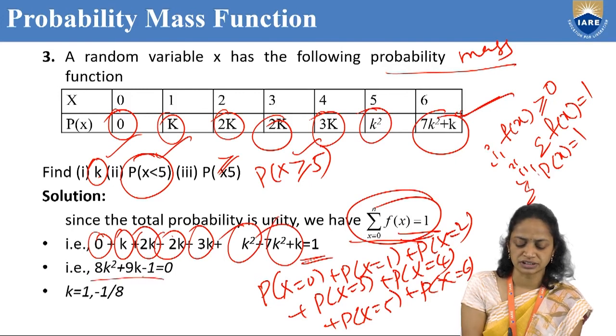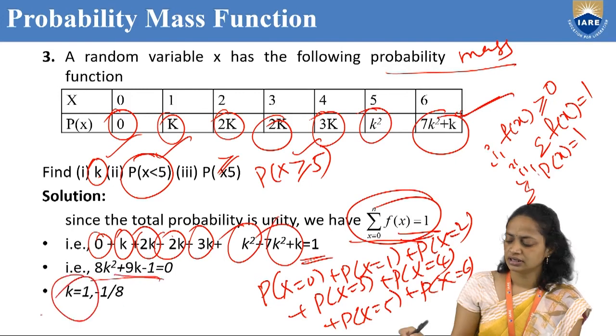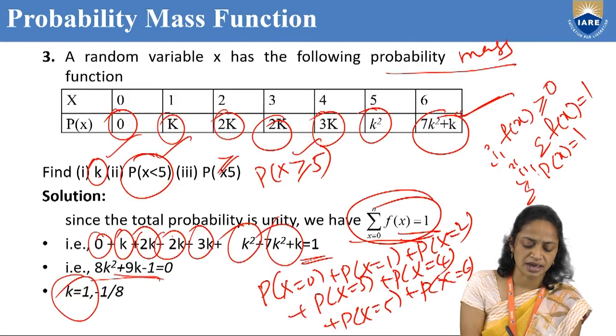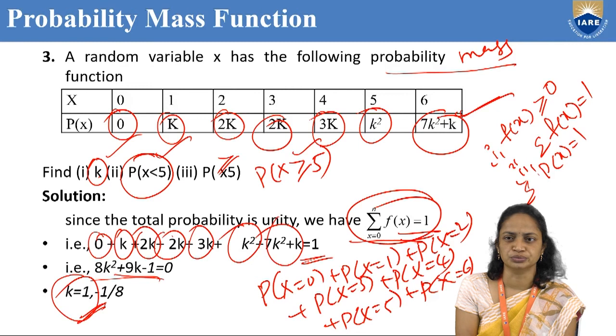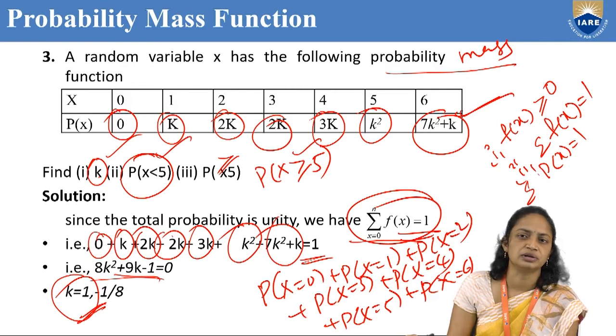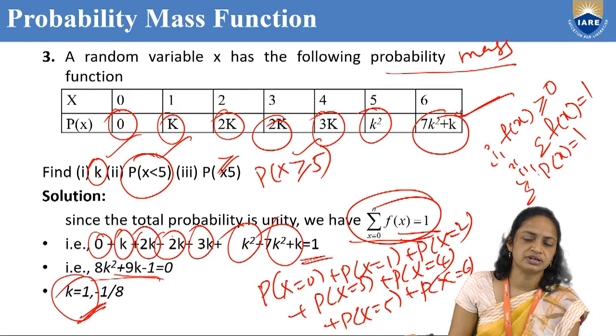So simplify this one, we will get k value is 1, -1/8. But here I am taking the positive value. Okay, so for a random variable we have to take only the positive value. So that's why here I am taking k value is 1.